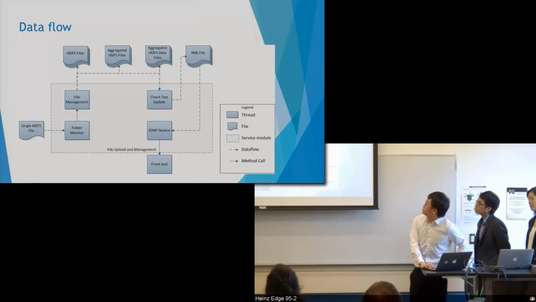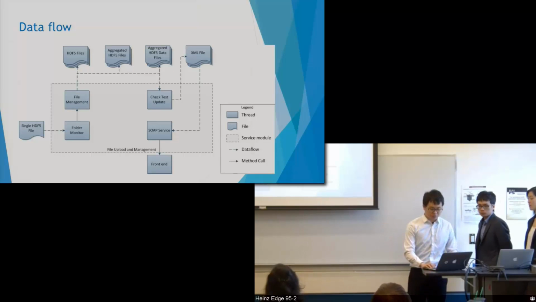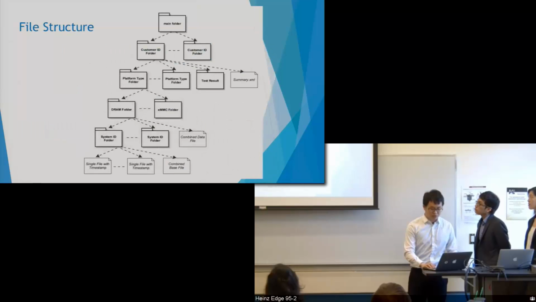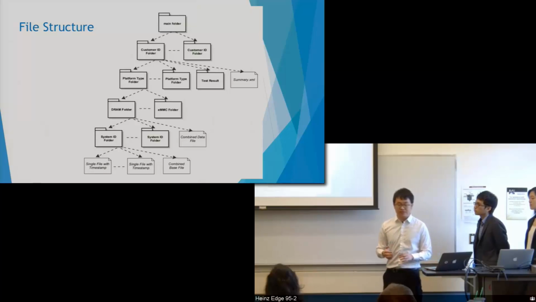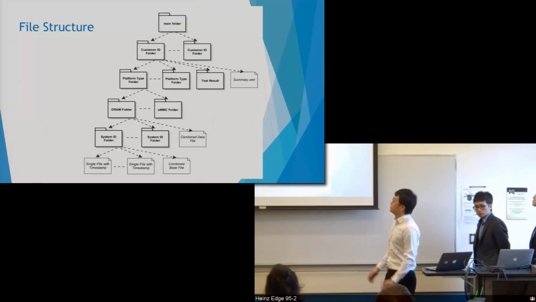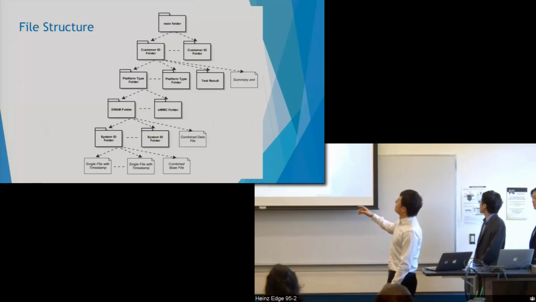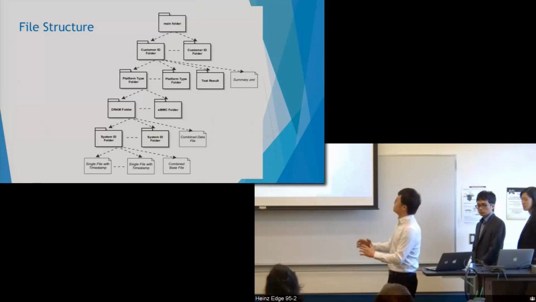So for the file management part, we will show here it will generate these 3 files. And next, we want to show how we put our folders together so that each user can only access their own test and how their test is arranged. So in this part, the main folder is the place where we place all of the user information and their tests.